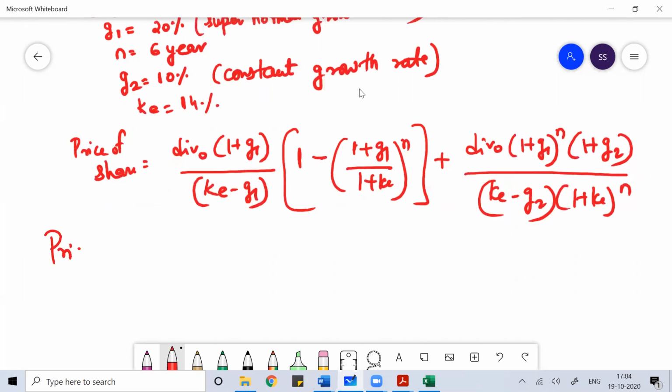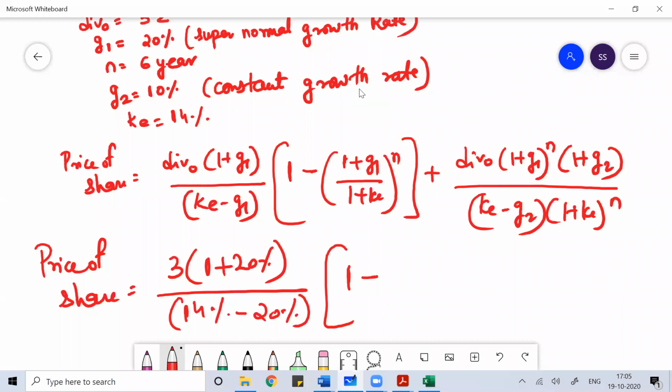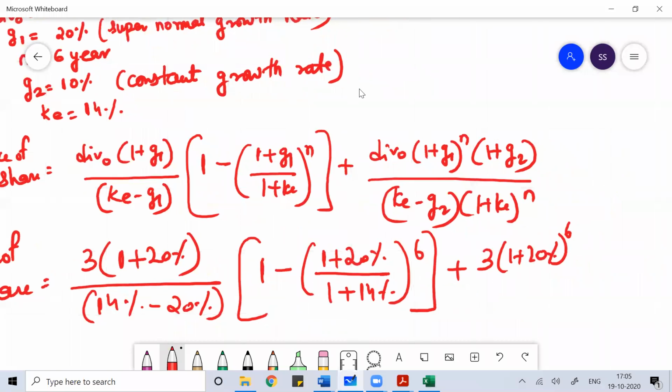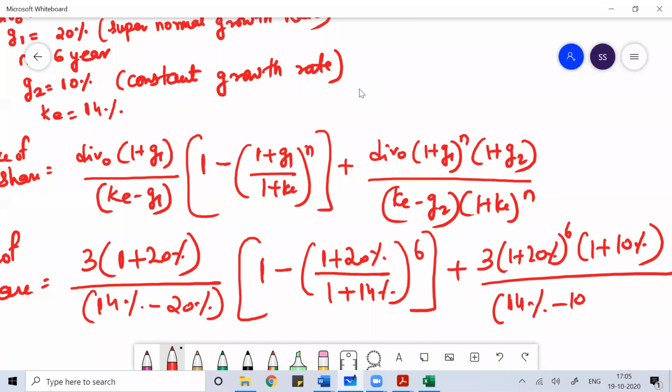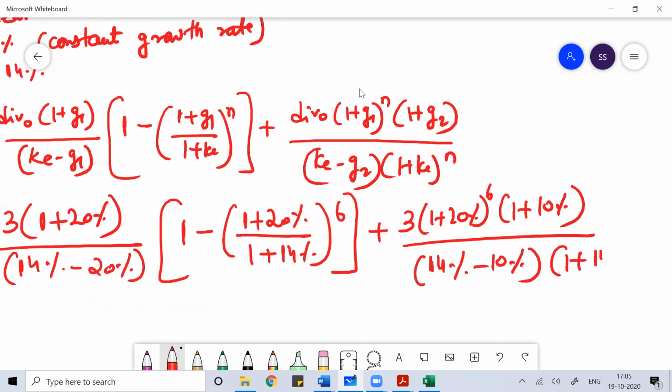So what is DIV naught? 3 rupees. G1 is 20%, K is 14%, so 14% minus 20%, 1 minus 1 plus G1 is 20%, 1 plus K is 14%, to the power, how many years? 6 years, plus DIV naught 3 into 1 plus 20% to the power 6, then 1 plus 10%, then K is 14% minus 10% into 1 plus K, 1 plus 14% to the power 6.